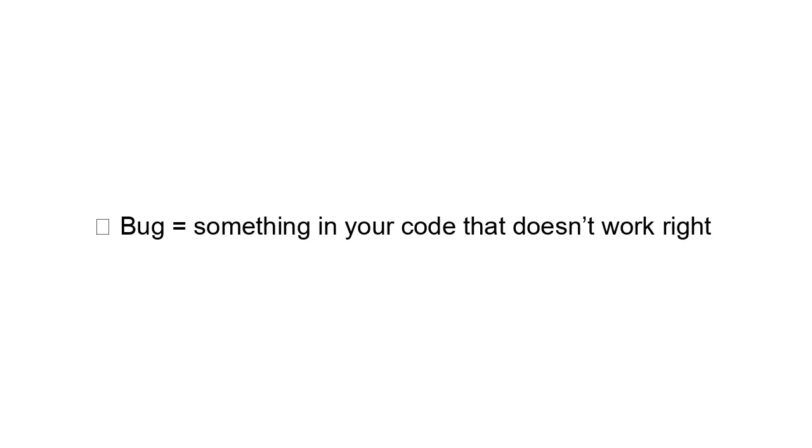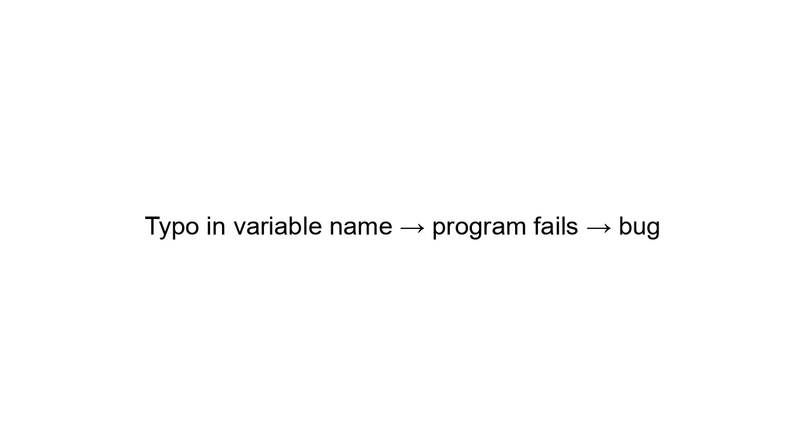Example idea. Imagine you wrote this Python code: print(10/0). This will cause an error. Division by 0. That's a bug. Another example: username = "Alice", print(username). A typo in the variable name means the program fails, which means a bug.